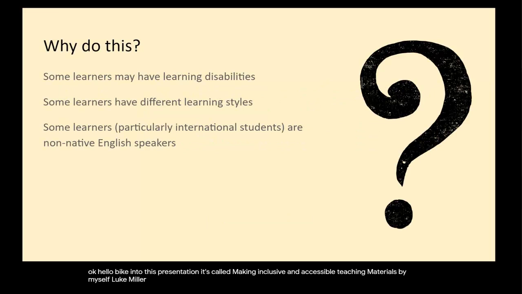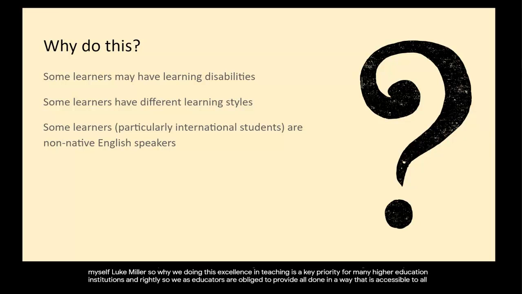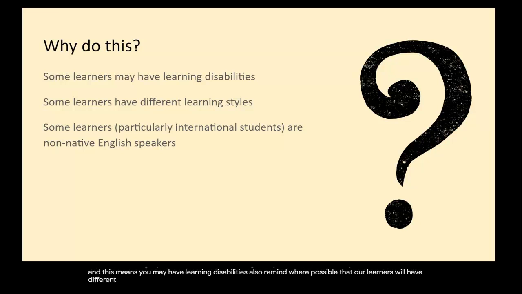So what is this about? Why are we doing this? Excellence in teaching is a key priority for many higher education institutions, and rightly so. And we, as educators, are obliged to provide our learning in a way that is accessible to all. And this means making provision for learners who may have learning disabilities. Also, we need to bear in mind, where possible, that our learners will all have different learning styles as well, and thus different learning needs.